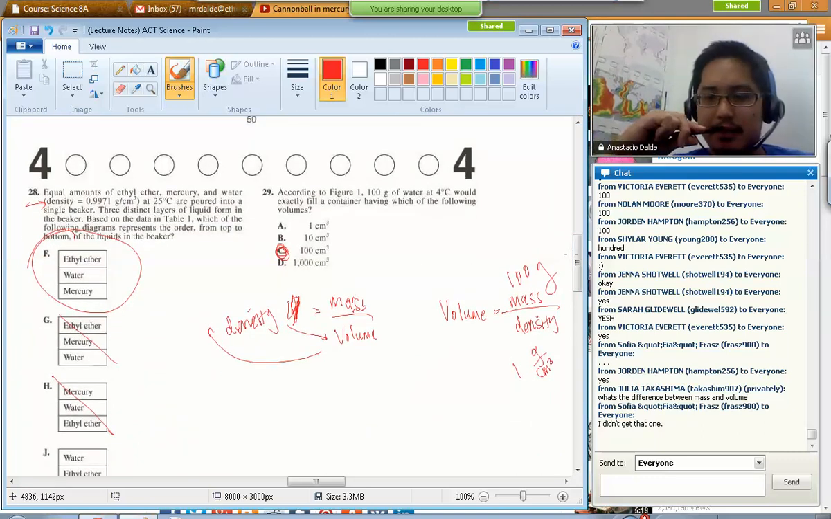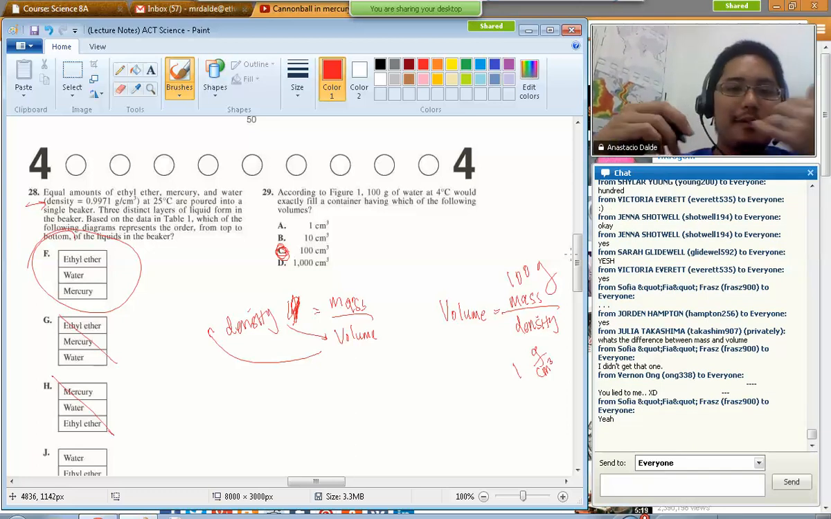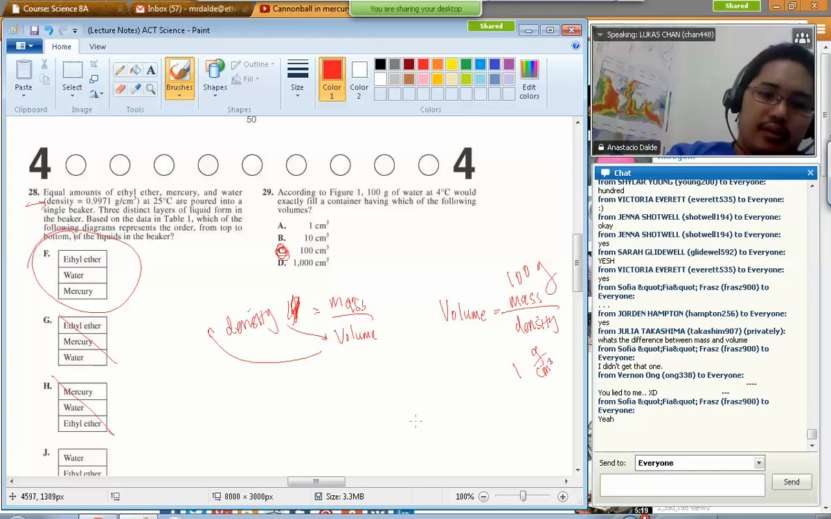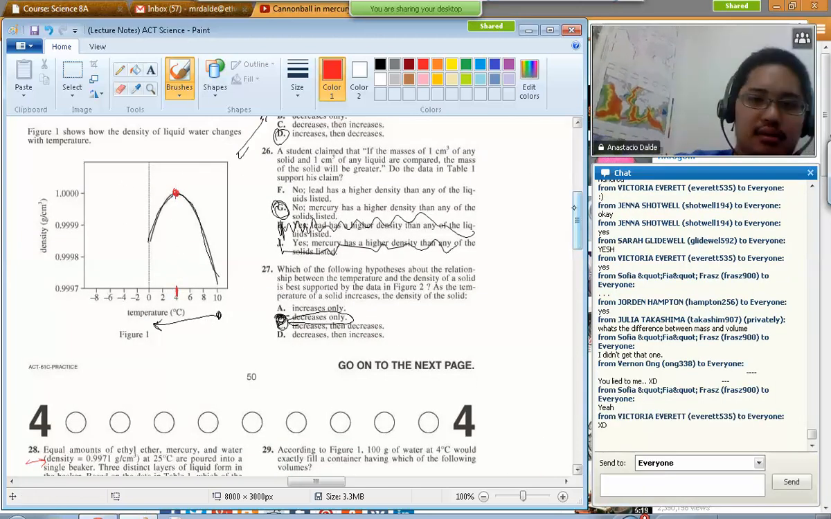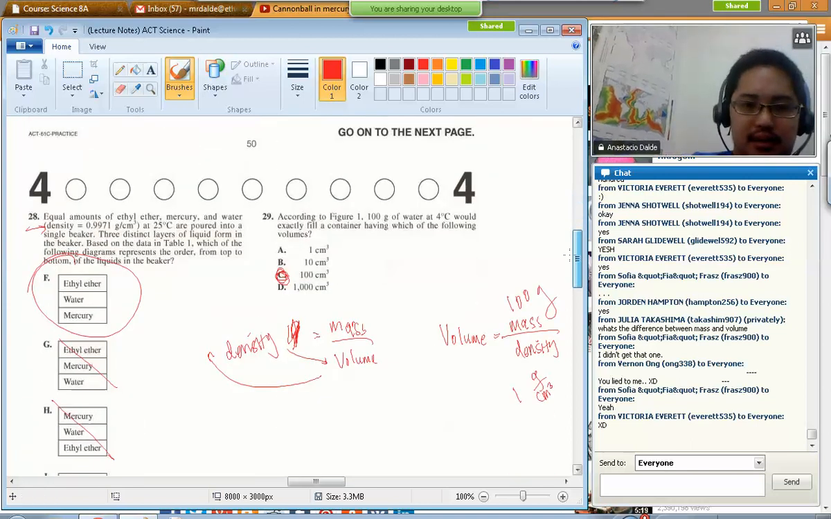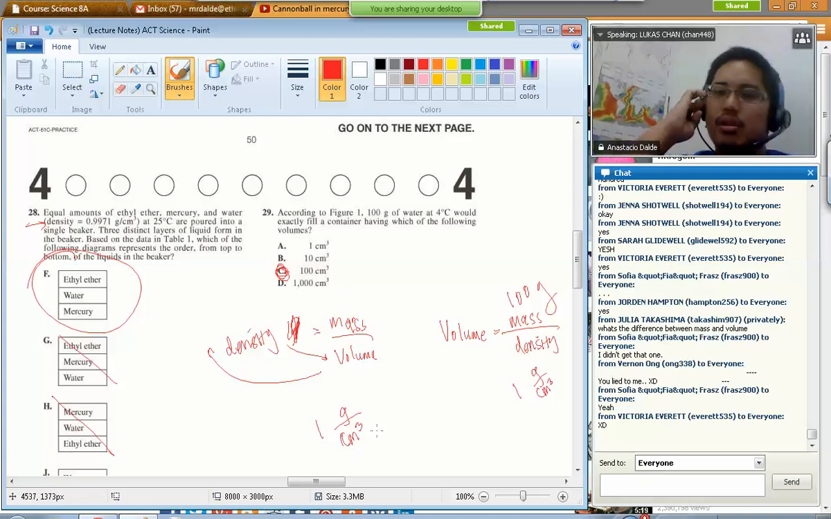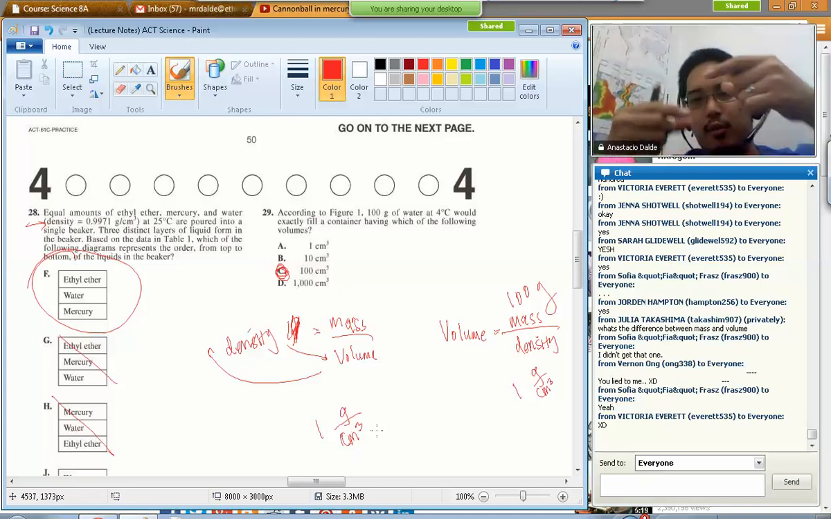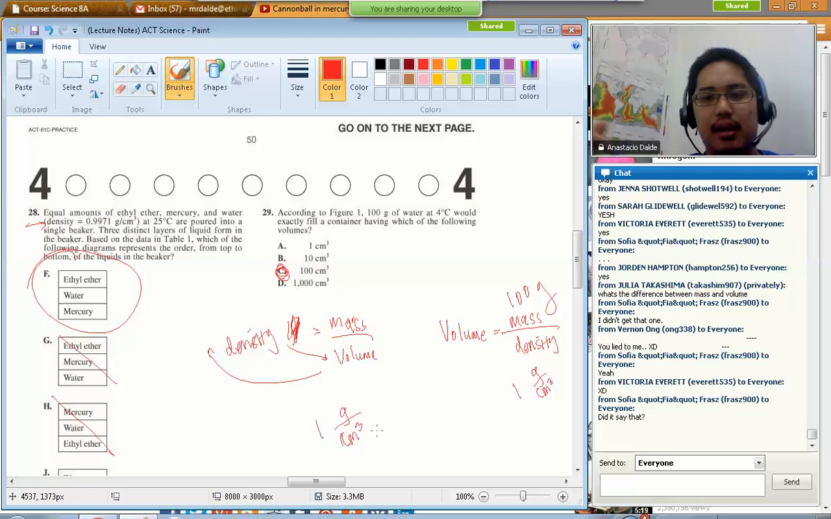Do you want me to explain that again? Alright, anyway, here's what it is. The density of water at 4 degrees Celsius is 1.000, and it's in grams per centimeter cubed. 1 gram for every centimeter cubed. So if I have 1 gram of water, it will take up 1 centimeter cubed of volume. If I have 100 grams of water, that should take up 100 centimeter cubed of volume. That's it. That's all it is. Does that make sense now?